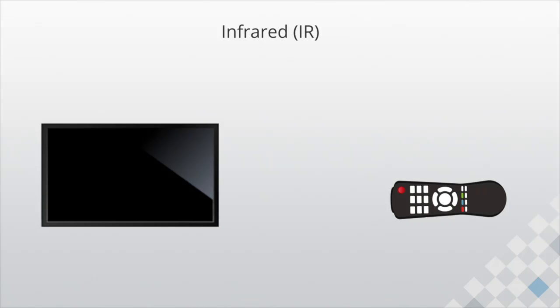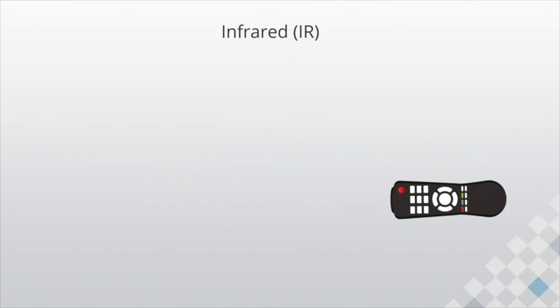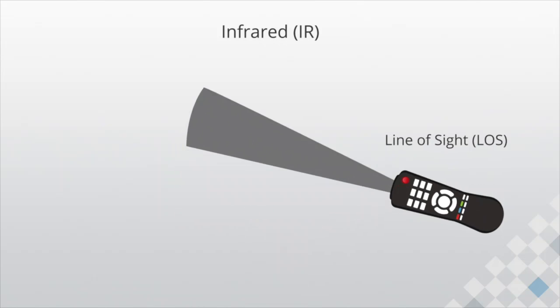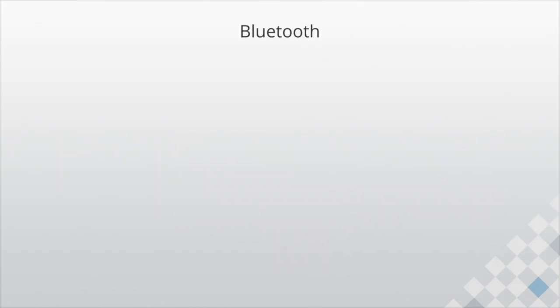When you press a button on a TV remote, IR light is emitted from the front of the remote and picked up by an IR receiver on the TV. Infrared is used by some portable devices such as tablets and smartphones. However, because of its line of sight and distance limitations, most devices use Bluetooth to communicate wirelessly.